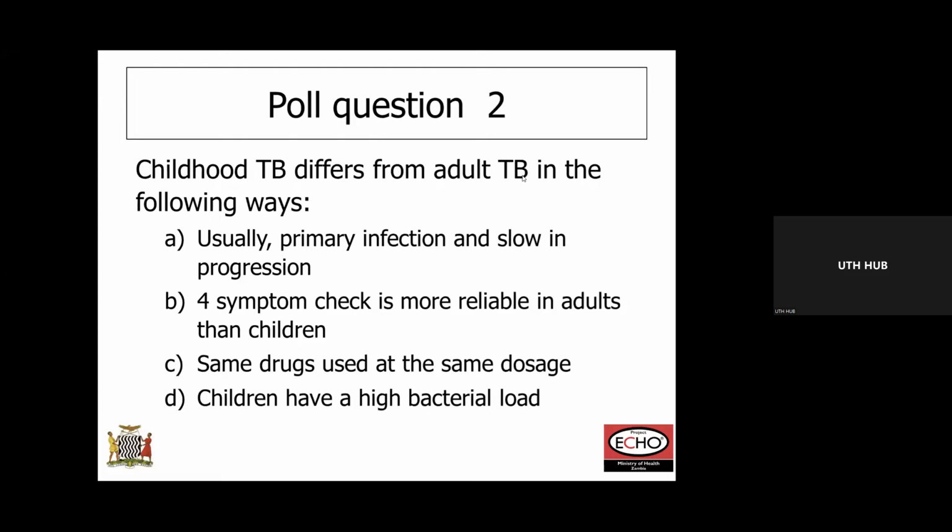Childhood TB differs from adult TB in the following ways. A, usually primary infection and slow in progression. B, four-symptom check is more reliable in adults than children. C, same drugs used at the same dosage. And D, children have a high bacterial load.